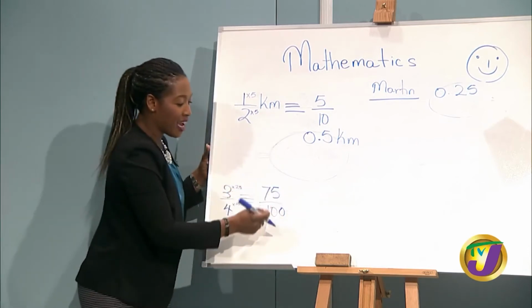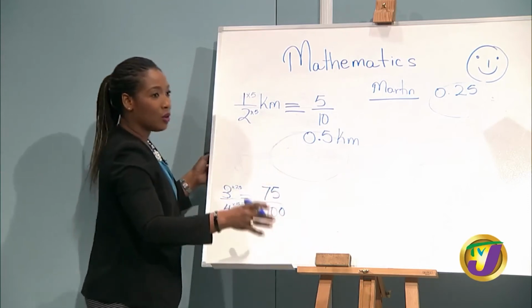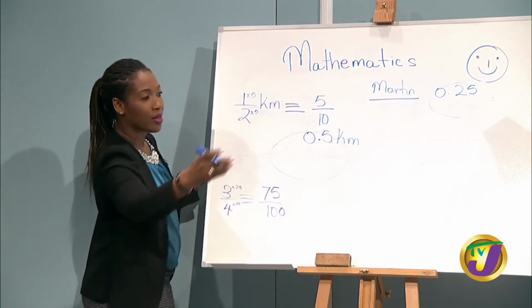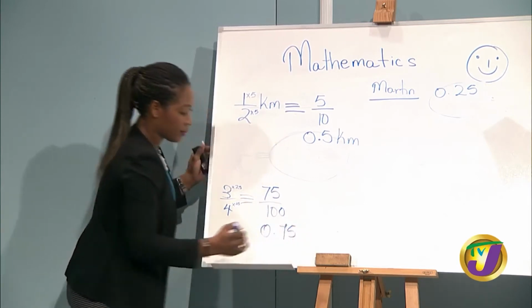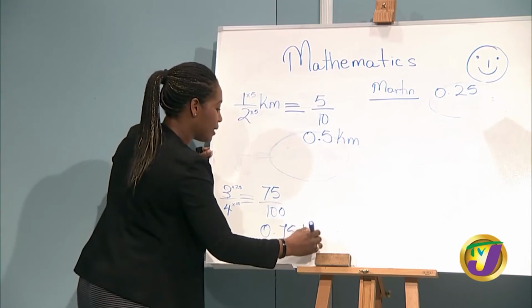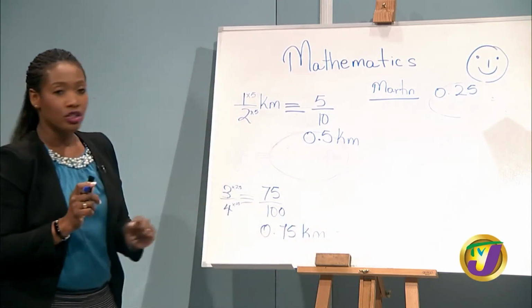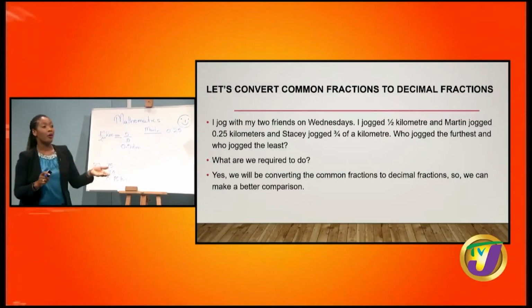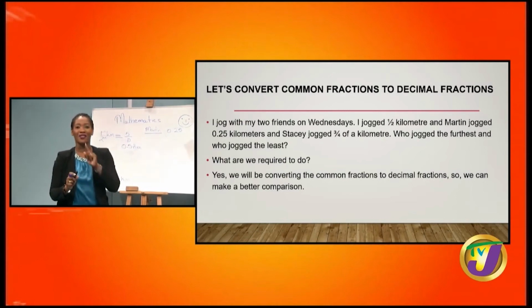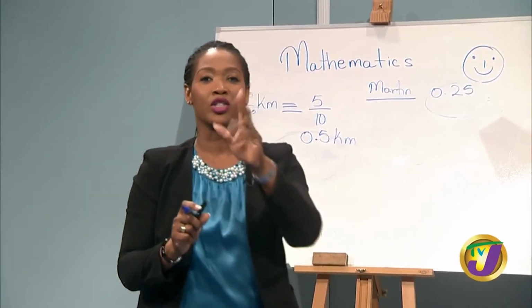Awesome. So it's 75 hundredths. So how do we write that? We're now not only in the first right place, but we're now in the second. So let's write that decimal fraction. There you go. So that means Stacy would have run 75 hundredths of the kilometer, and I would have run 0.5 or 5/10. Correct.